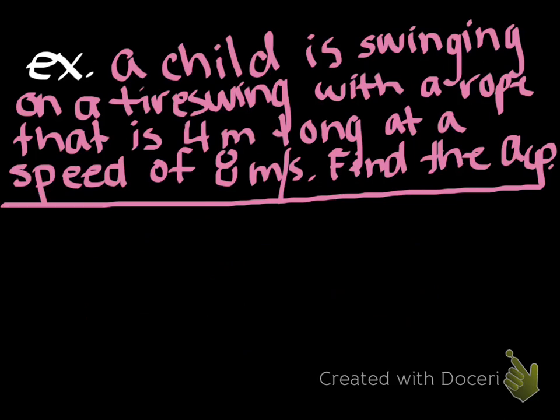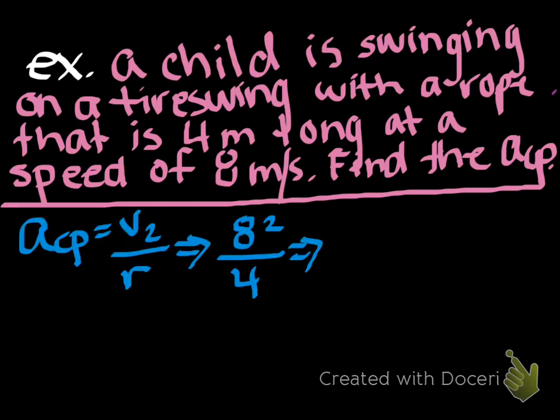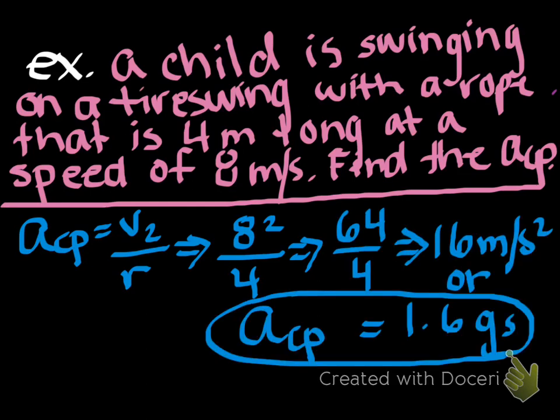Now, let's do an example. A child is swinging on a tire swing with a rope that is 4 meters long at a speed of 8 meters per second. Find the centripetal acceleration of the child on the swing. Because we are given the radius and velocity, we can plug these values into the equation for centripetal acceleration and get 8 squared over 4, which is equal to 64 over 4, which is equal to 16 meters per second squared, or 1.6 g's.